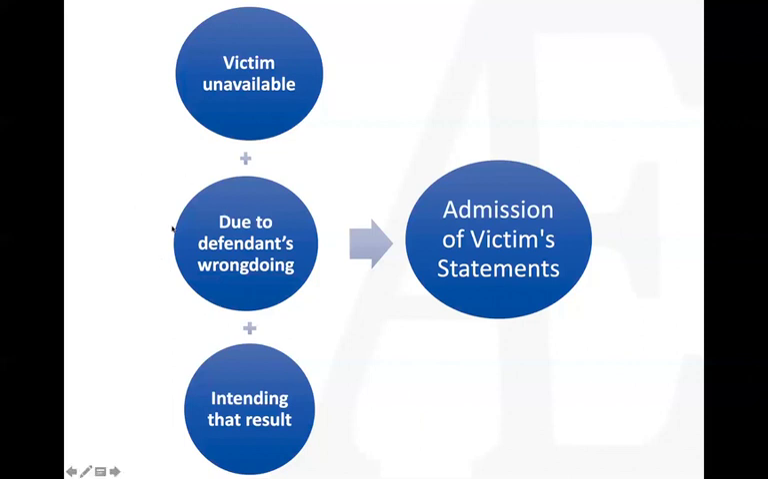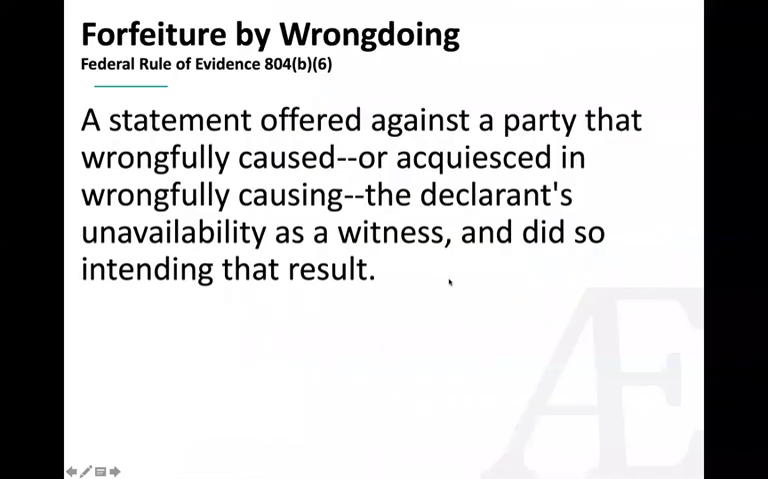And so the court said, nope, that's wrongdoing, because it was intended to prevent that witness from testifying or prevent evidence from coming in. And you have to prove that the defendant intended that result, that they were trying to make this witness unavailable. So the victim's unavailable, and the defendant intended them to be unavailable when they did what they did. So if there's no evidence that that was their intent, then it may not come in. But usually the circumstantial evidence should provide that.